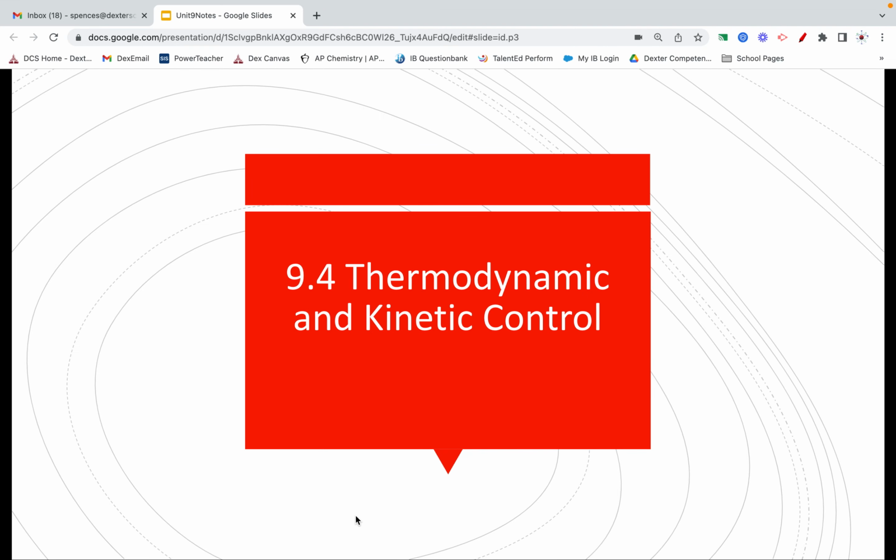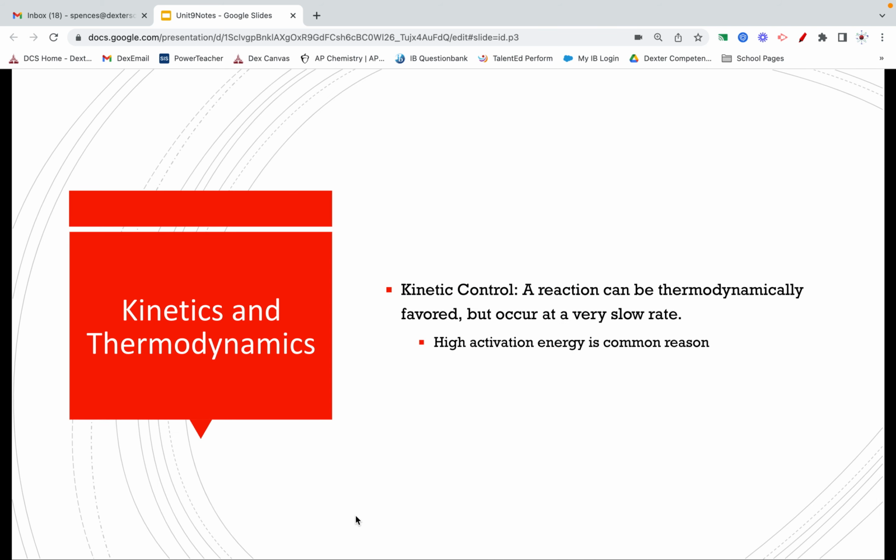All right, 9.4, thermodynamic and kinetic control. Kinetic control just means the reaction can be thermodynamically favored but occur at a very slow rate. We already talked about this, right? Thermodynamic favorability doesn't necessarily mean that it's going to happen at a rate that we can see. Generally, that means there's a high activation energy. That's the kinetic control. If a reaction has a really high activation energy, it's going to happen really slowly even though it's favorable. Things like rusting or the decomposition of ammonia happen at a really slow rate because they have higher activation energies even though they're favorable.